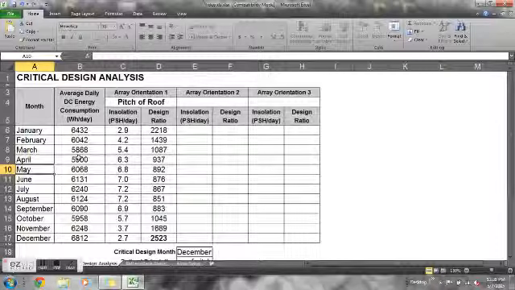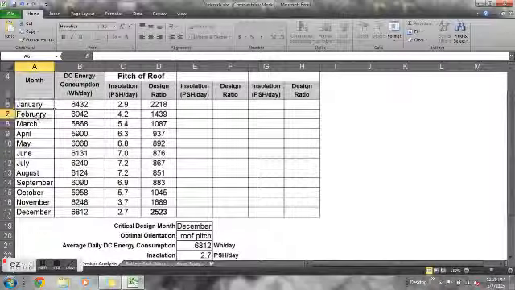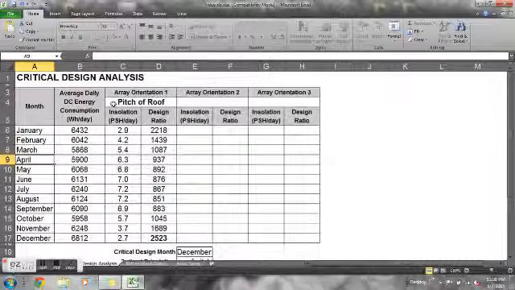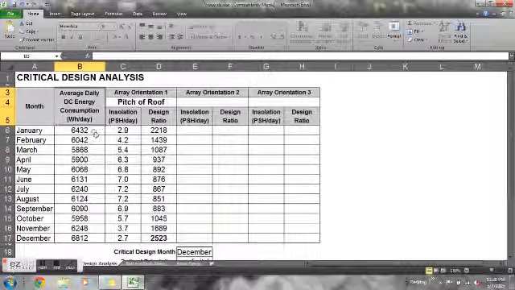So you can see that we did our load analysis on each month of the year. And the one that was shown on the last page was December's load analysis. So you can see the average daily consumption in this column. And in the next column, you'll see the insolation for our area, which is Sacramento. And here you can see the peak sun hours per day. So the month with the highest design ratio is going to be designated as the critical design month, which is usually a winter month. And in this case, it's December.